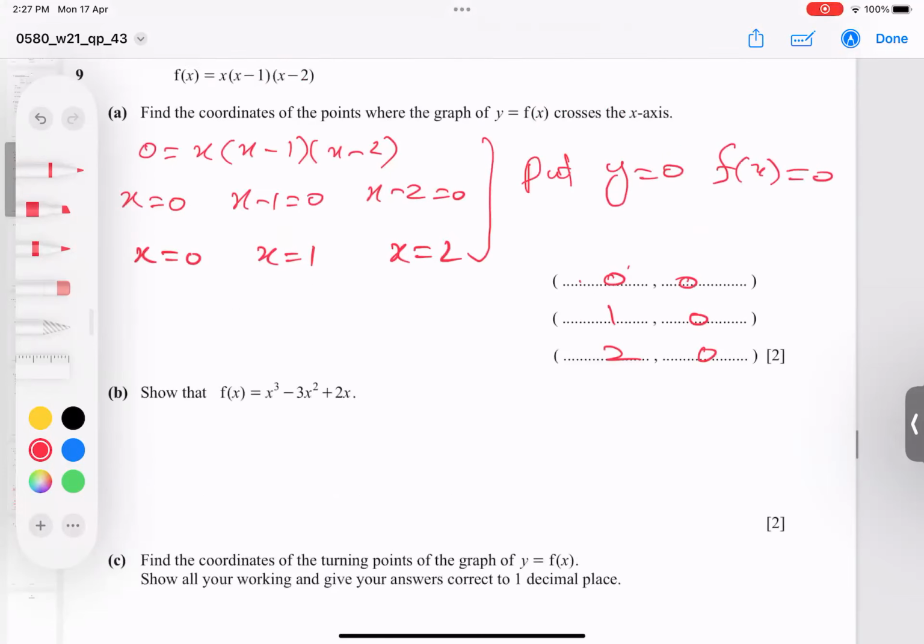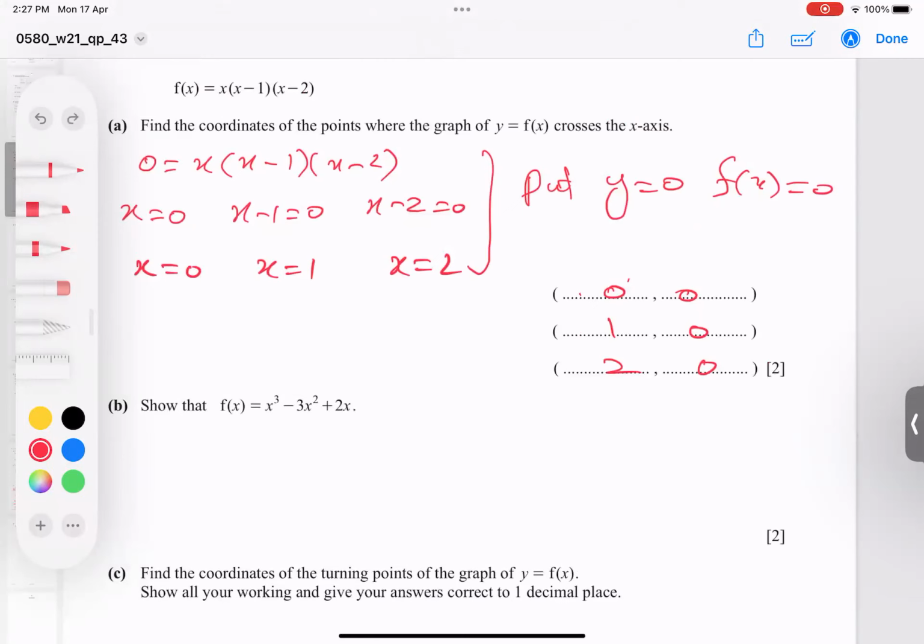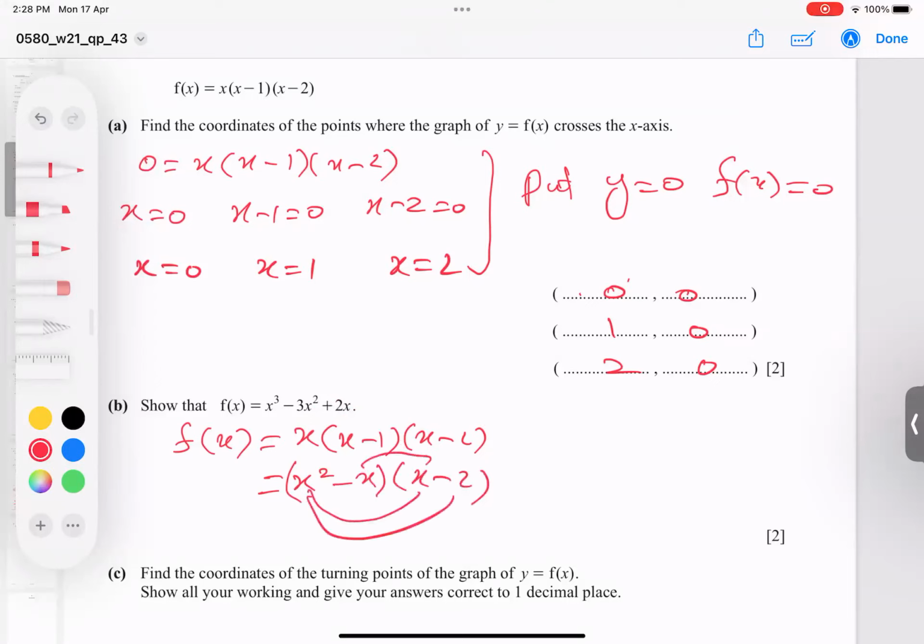Second part, he's saying show that f of x is that. How can you get it, students? Multiply them and convert to this form. So let's start. First of all, I copy down as it is. Number two, keep this x as it is and multiply these two. I can multiply any two. So x times x gives x square, x times negative 1 gives negative x. Now I'm going to multiply, four multiplications there. Be careful.